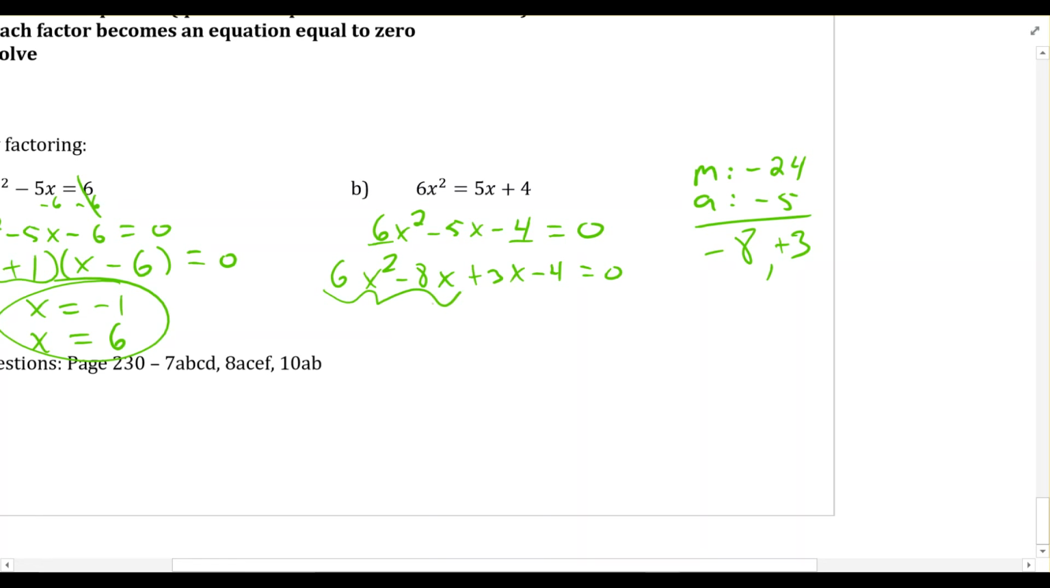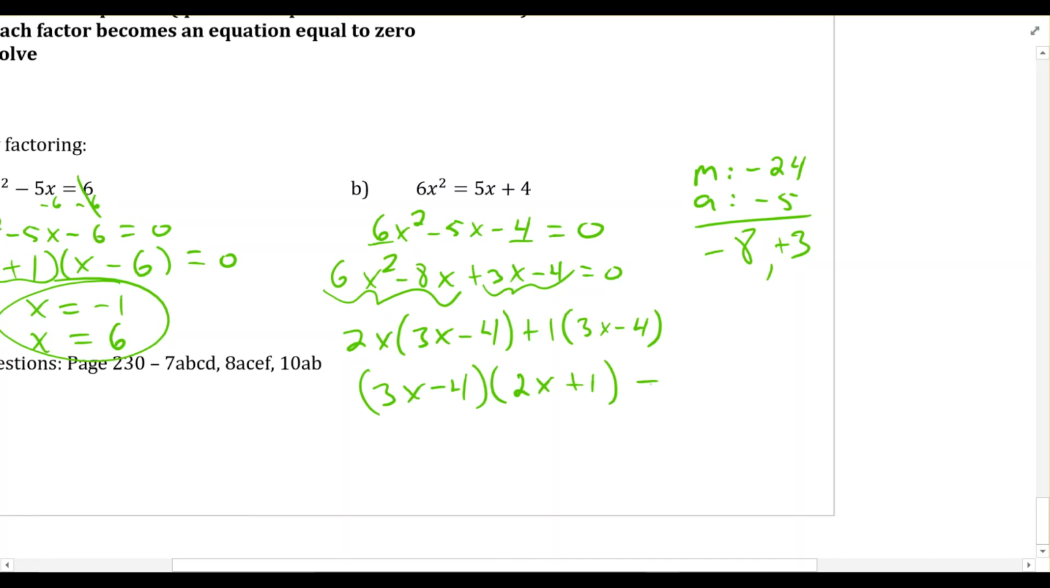Factor out this part. We can factor a 2 and an x out of that. We end up with 3x minus 4. Okay, and then plus, we've got, that's it. We can't really factor anything out of this one. So just 1 is sitting out front, right? And then 3x minus 4. So our two factors are 3x minus 4 and 2x plus 1 is equal to 0.